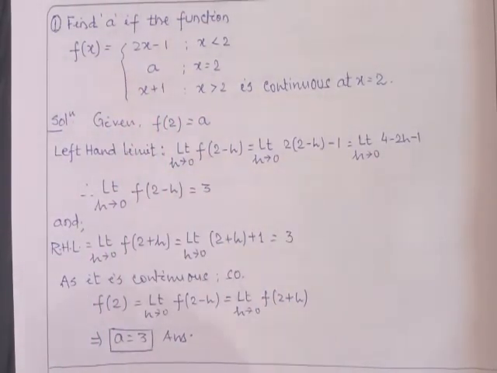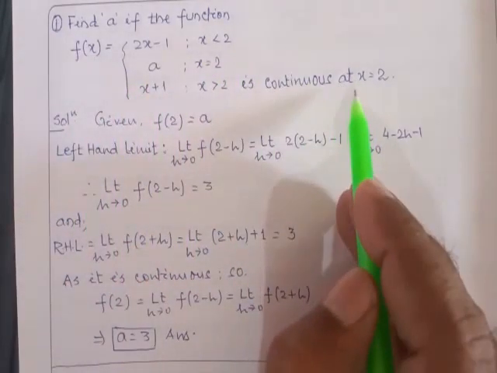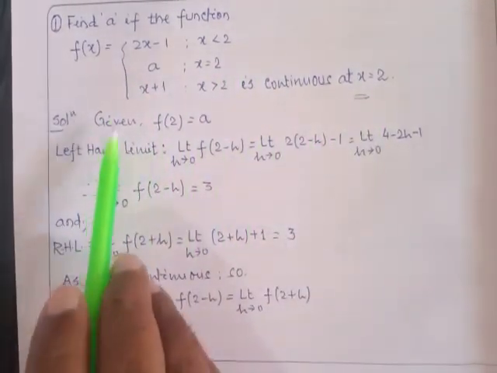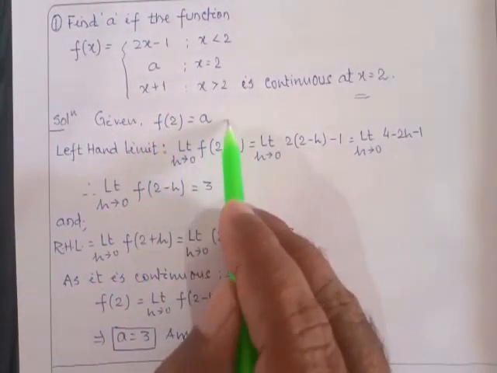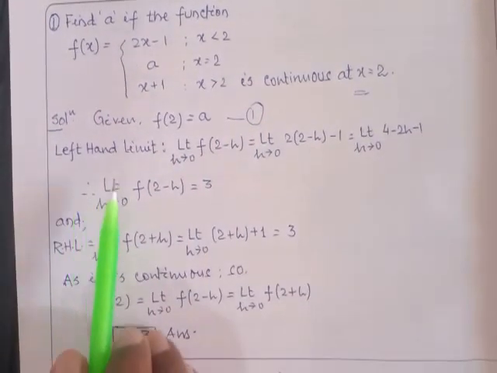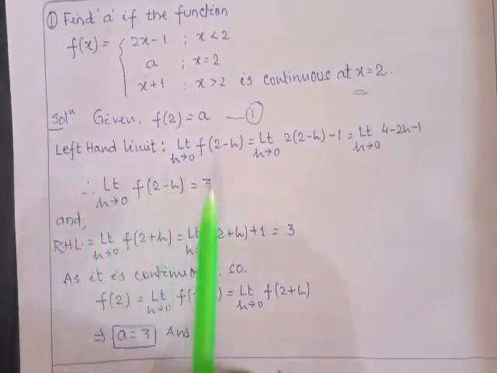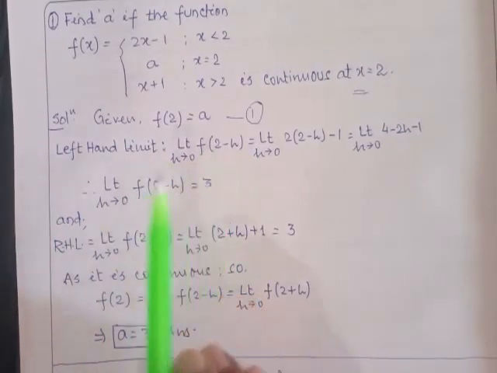So see what is given first. f(2), because our base point is 2, so f(2) is given as a. So this is considered as the first equation. Now calculate the left hand limit. Left hand limit means the limit h tending to 0 of f(2 minus h).